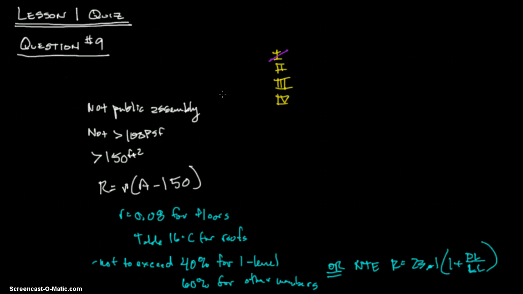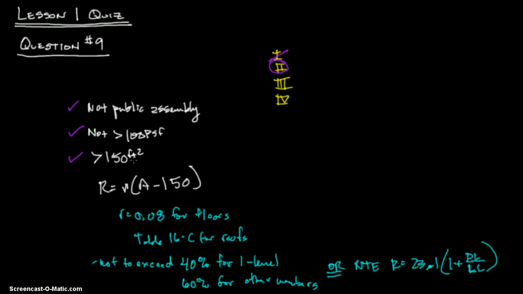Number 2, live load reduction is not permitted in a place of public assembly, and that's correct. We said not public assembly. We check yes. We check yes for greater than 150 square feet. We check yes. So these are all affirmatives. You can reduce if it's not a public assembly. You can reduce if it's not greater than 100 PSF.